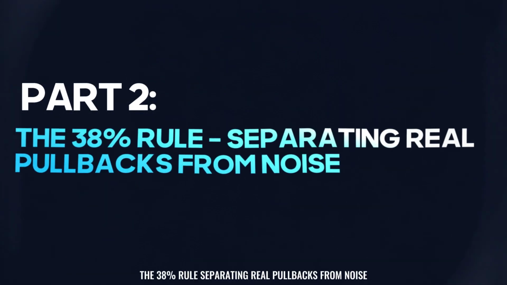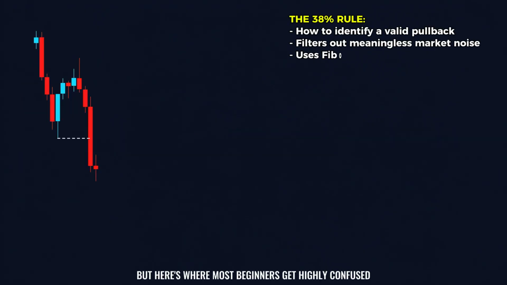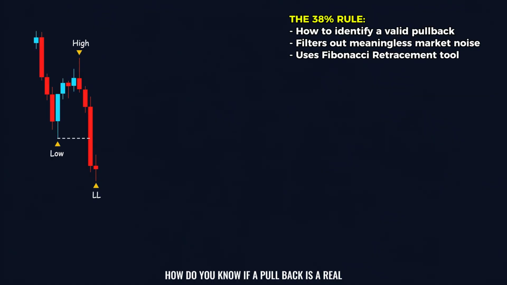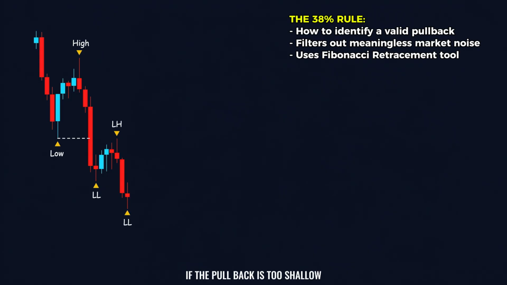Part 2. The 38% rule, separating real pullbacks from noise. But here's where most beginners get highly confused. How do you know if a pullback is a real, healthy rest, or if it is just meaningless market noise? If the pullback is too shallow, it means there is no real rest behind it, which makes the market highly unpredictable and prone to false signals.